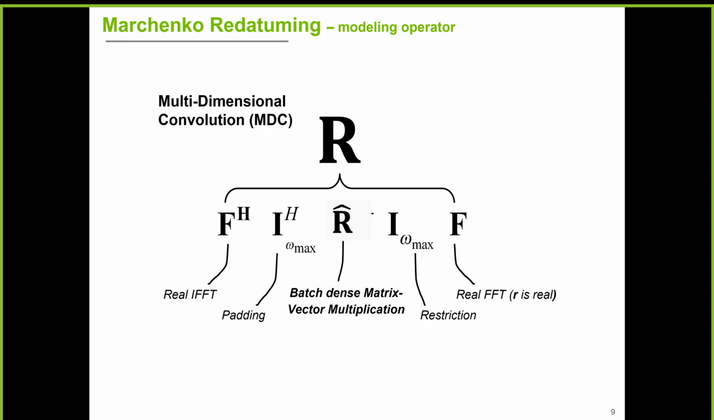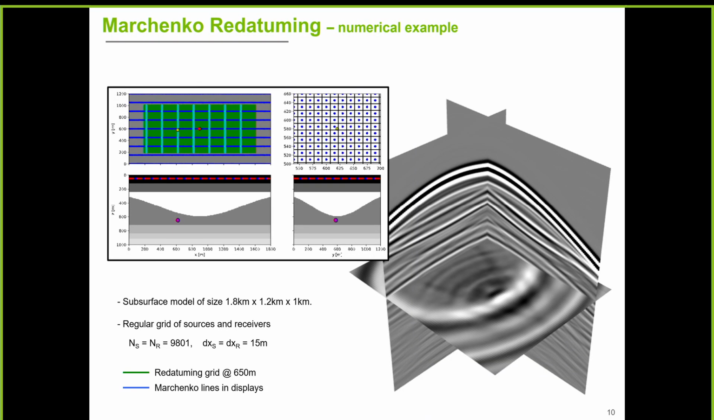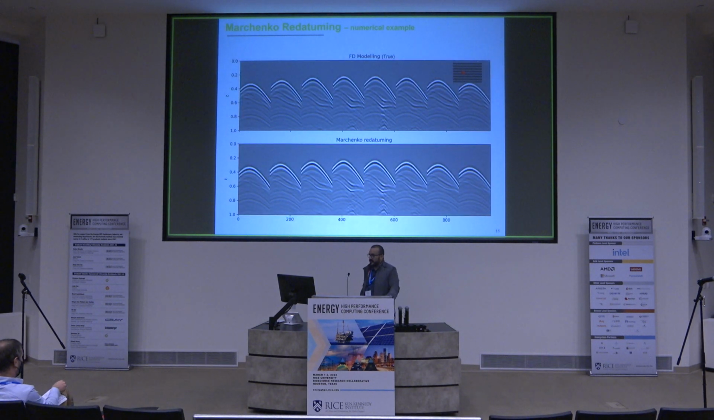So it's actually very prohibitive in terms of memory and in getting performance if we were to apply it in the original way. So just looking at the numerical example that I'll be using in this presentation, we're looking at around 10K receivers and sources. A subsurface model of 1.8 kilometers times 1.2 times 1 kilometer. The redatuming grid is 650 meters. And we focus on 8 lines of receivers, and look at the evolution of the wave across time. So this is the numerical example.